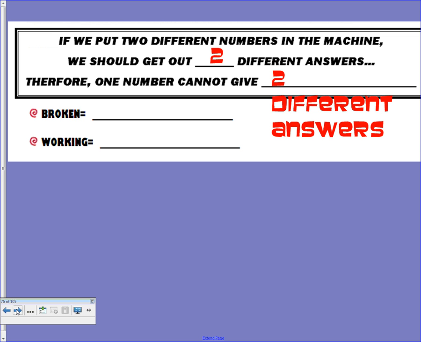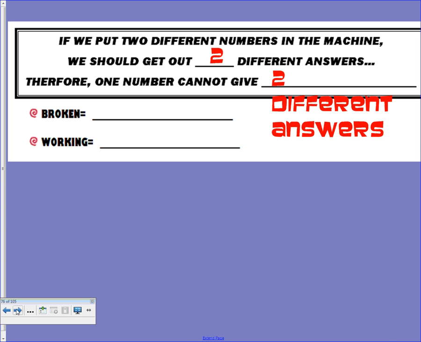If we put two different numbers in, we should get out two different answers. Therefore, one number cannot give two different answers. So again, that's the whole candy machine idea. You can pick two different things from the candy machine, you'll get two different candy bars. If though you walk up to a candy machine, you hit A5 one time and you get a Snickers, and you come back 5 minutes later and the next time you hit A5 you get a Twix, that's broken.